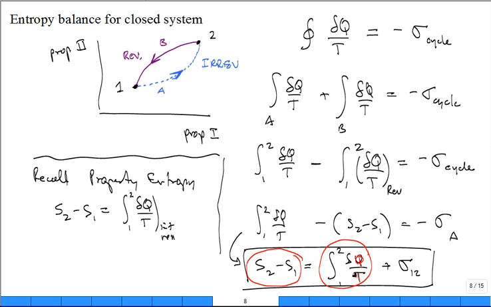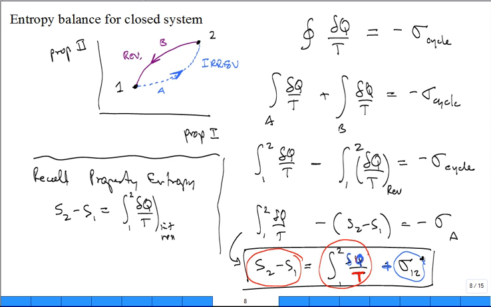Can T ever be negative? No. It's an absolute temperature. The definition of entropy requires absolute temperature. You'd never have a negative temperature. But can del Q right here ever be negative? Yes. That means you can have entropy transfer out of the system with the heat that's transferring out of the system. Okay? Now, this is a plus, and now this term.